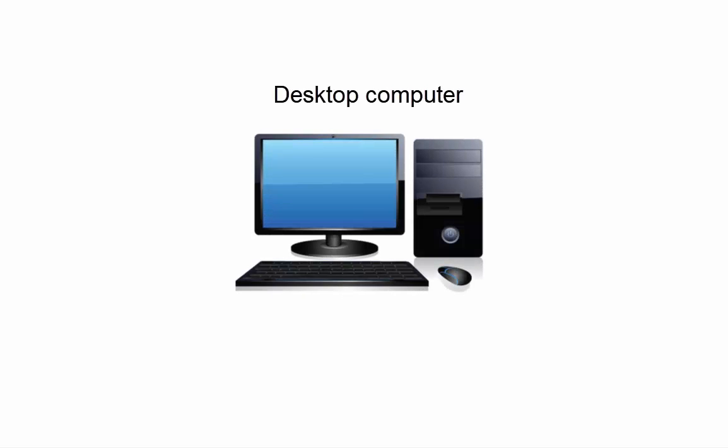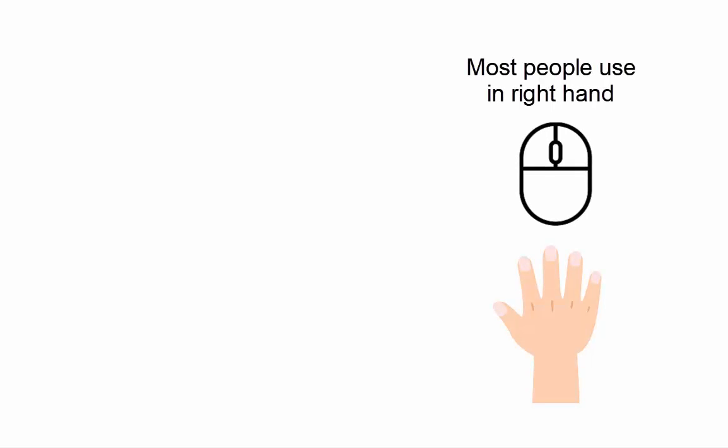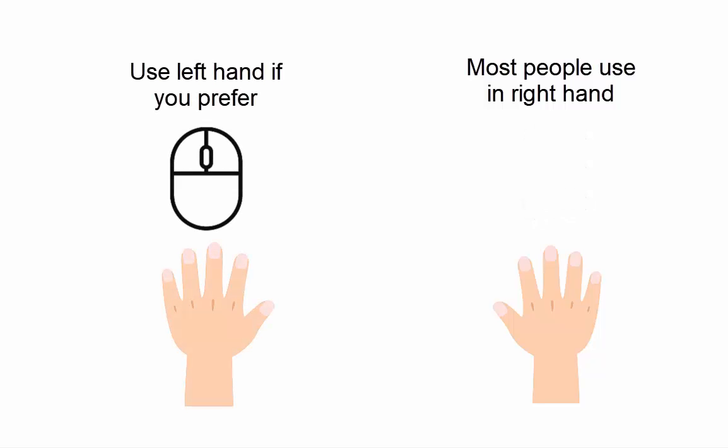However, if you're using a desktop computer where the screen and the keyboard are separate, you'll be using a separate mouse already. Within this video, I'll be talking about how to use a mouse rather than a touchpad, and will also be controlling the mouse with my right hand, and the majority of people use this hand to navigate. However, if you find it easier to use the mouse in your left hand, then you can use that also if you prefer.